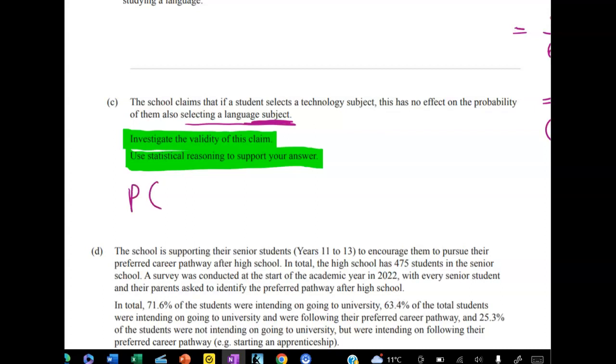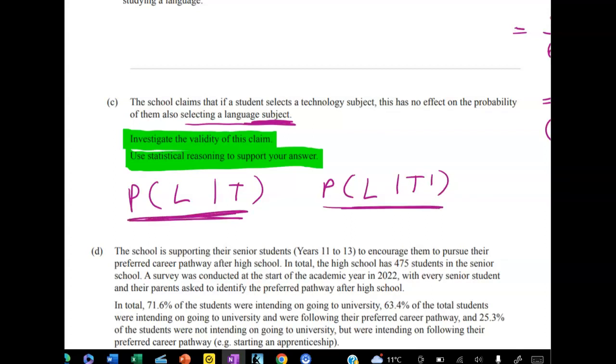First of all, let's look at the conditional probability. Given that a student takes a technology subject, what is the probability that that student also takes a language? And then we're going to look at the probability if they don't take a technology subject. What are the chances that they take a language? So by comparing these 2 conditional probabilities, we can evaluate the school's claim, right? Because if there is no effect on the probability, then those 2 conditional probabilities should be exactly the same. That's a nice way to think about what the independence test is doing, right? So that's the first thing we're going to do.